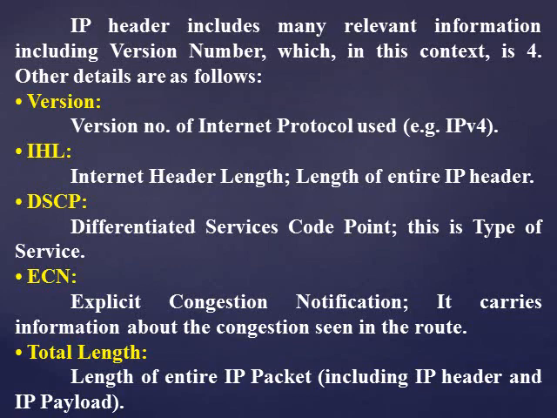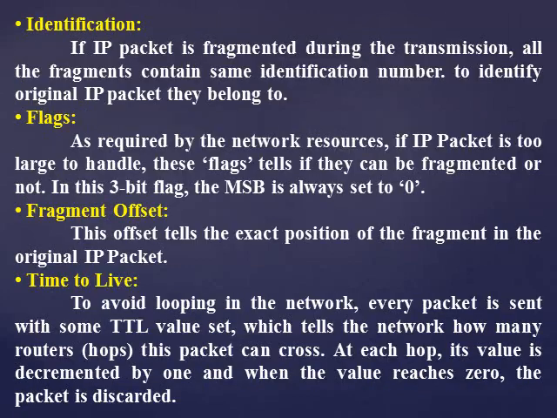Now the next field is total length. It is the length of the entire IP packet, including the IP header as well as the IP payload. So we can say that total length is equal to IP header plus IP payload. Now the next field is the identification field. If the IP packet is fragmented during transmission, all the fragments contain the same identification number to identify the original IP packet they belong to. So if fragmentation is done during transmission, the packets contain the same identification number they belong to.